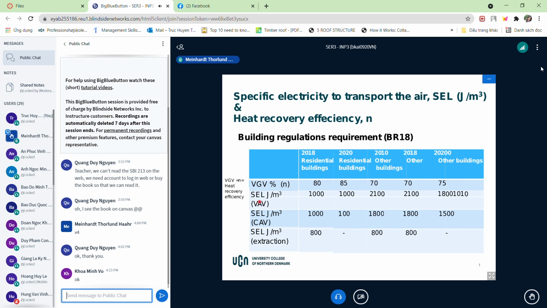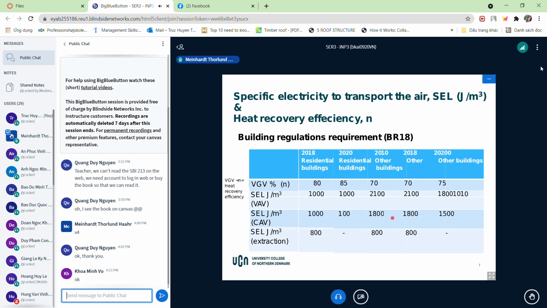And this SEL factor, for that we have a VAV, and again we'll talk more about this tomorrow. But VAV is a variable air volume. So basically, this is a ventilation system where it can control how much air is going to come in and out. If we have CAV, it's a constant air volume.